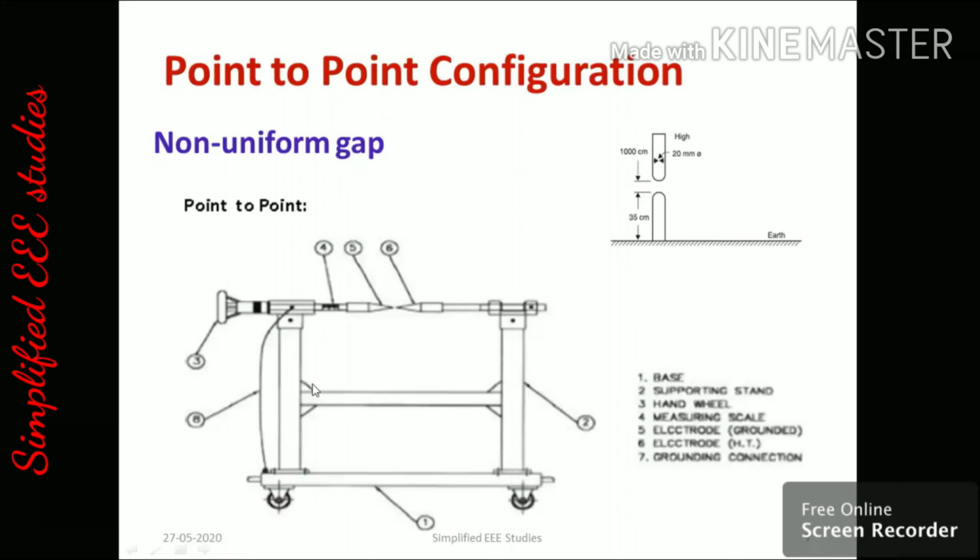These are the supporting stand. You can say that these are the insulating part, or it will support that particular electrode. That is why it is known as supporting stand or insulator stand. Then third one is known as hand wheel. For maintaining the gap spacing, we are going to use the hand wheel.